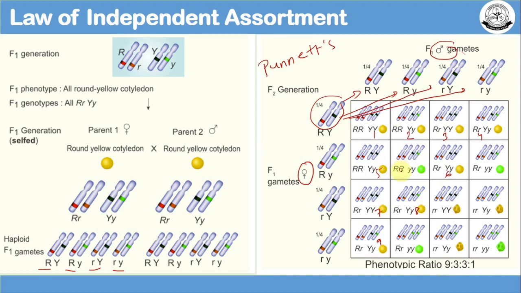Then round and green. Okay, so it's 1, 2, and 3. Then what you can see, yellow and wrinkled is 1, 2, and 3. Then wrinkled green is just 1, only 1. Right, so it becomes 9:3:3:1. That will be the phenotype ratio.